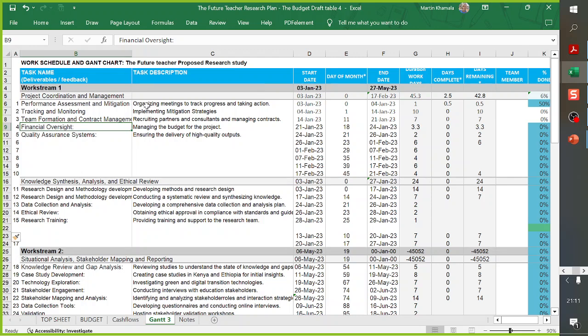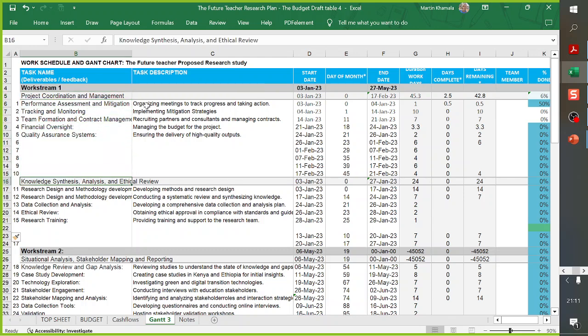And financial oversight, managing the budget and the project. This one is for accounting purposes, and we have to make sure our books are in good order, right up to taxation and things like those. So we should budget for this activity, even in the planning. And then there's quality assurance systems, which we need to put up, ensuring the delivery of high quality outputs. So those are the activities associated with the project management and coordination aspect of work stream 1.